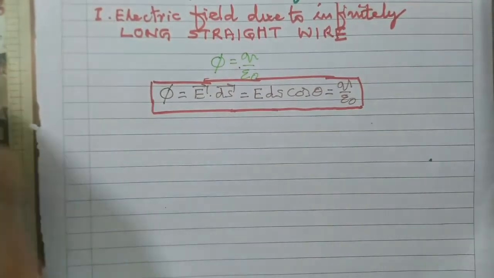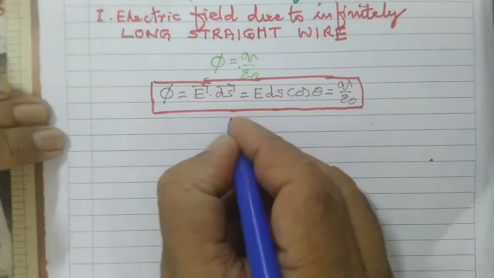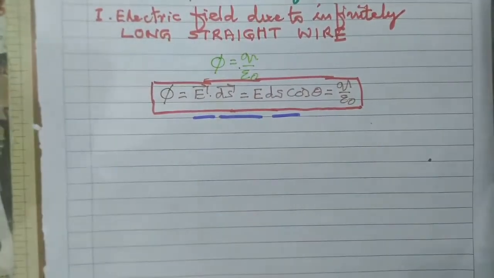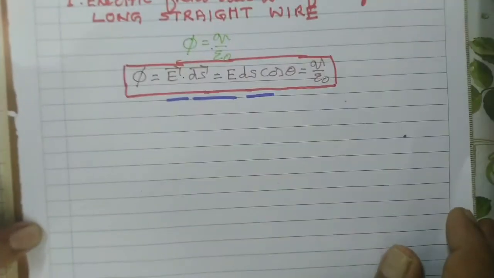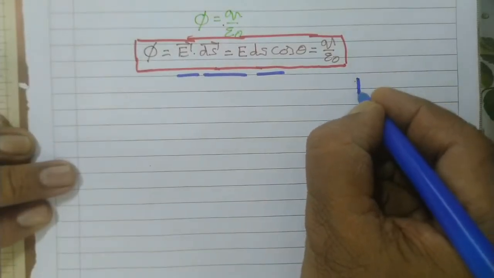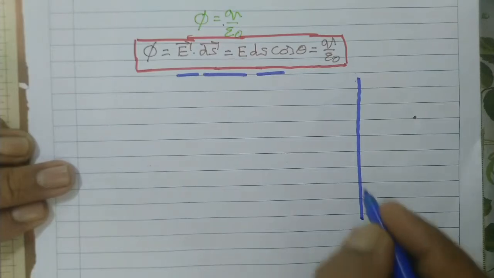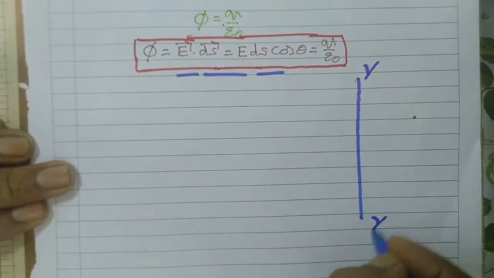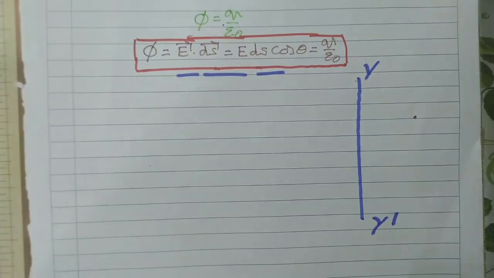Now let me come to this application. This is the Gauss theorem so far. Now I am going to take up the application. Let me explain with the drawing. Here, first let us consider an infinitely long wire along the y-axis, V and V dash. In this V and V dash, you can see along the axis there is a positive charge.